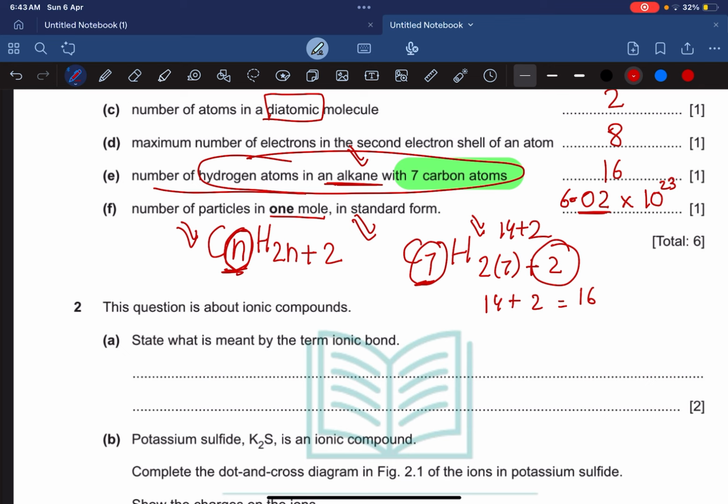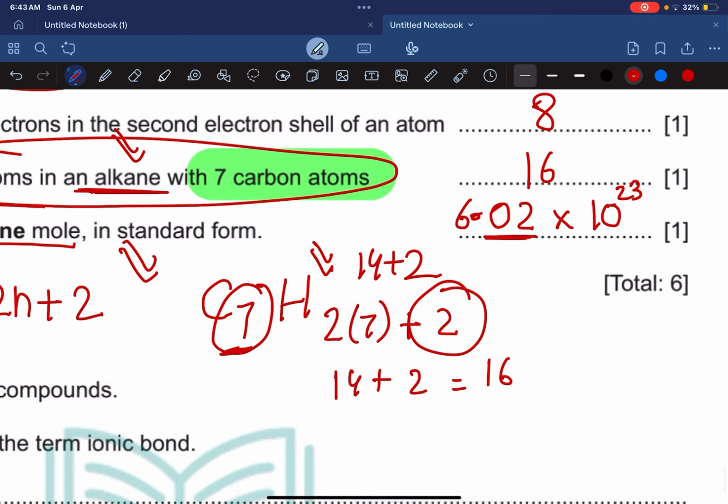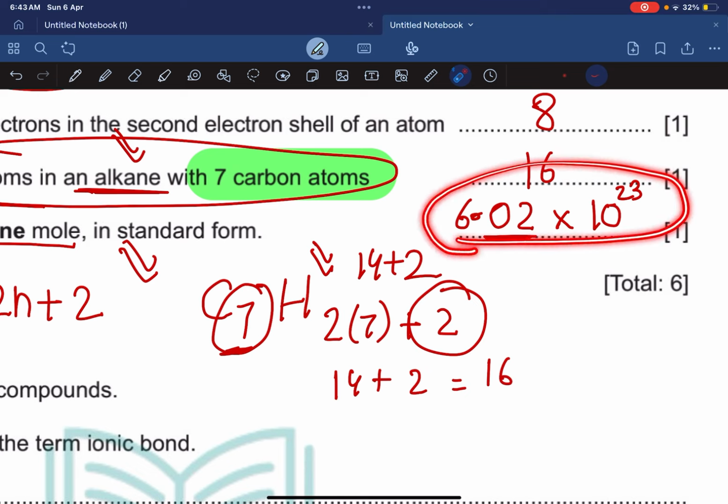One important thing here is what they mean by standard form. Why is this standard form? The first number should be from 1 to 9, and the decimal should be placed after the first digit, which can vary from 1 to 9.